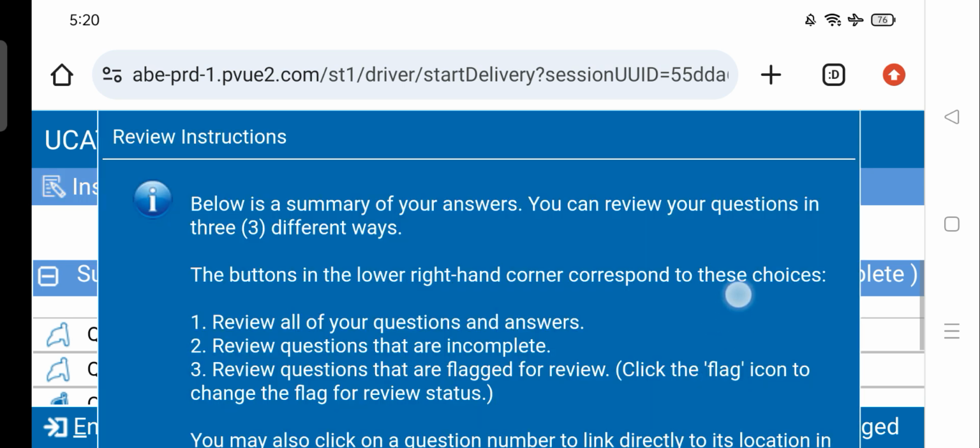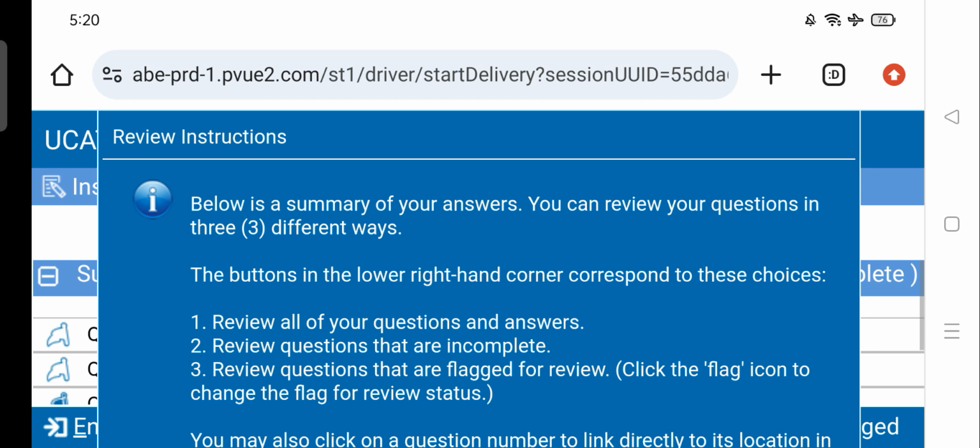Now there are some instructions. Below is a summary of your answers. You can review your questions in 3 different ways. The buttons in the lower right hand corner correspond to these choices. First, review all your questions and answers. As I already told you, if you want to review all of your questions and answers, then you can click on the review all button.